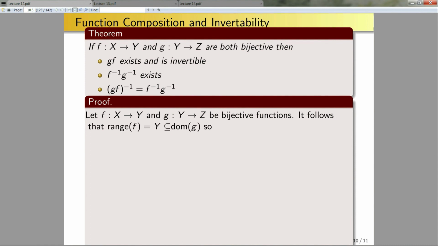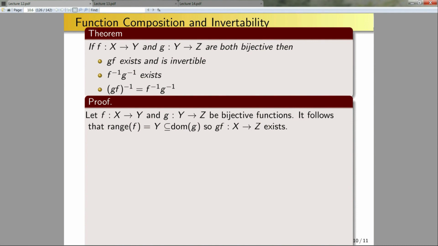Well, I simply note that the range of f is equal to Y, and that's simply going to be a subset of the domain of g. So here explicitly, I have the range is equal to Y because f is bijective. So since this is true, I now know that this composition exists. Now I need to show that this composition is invertible.